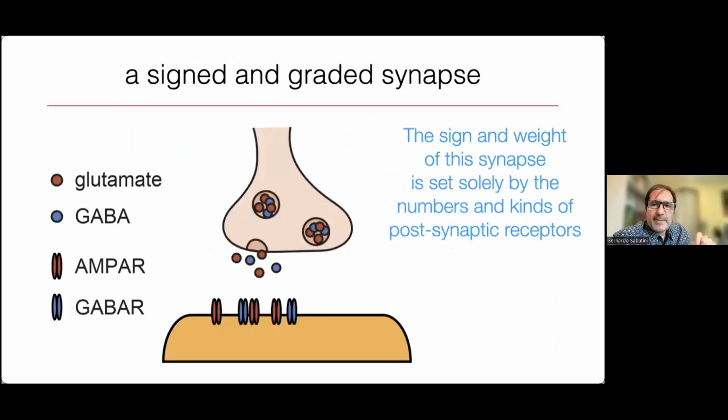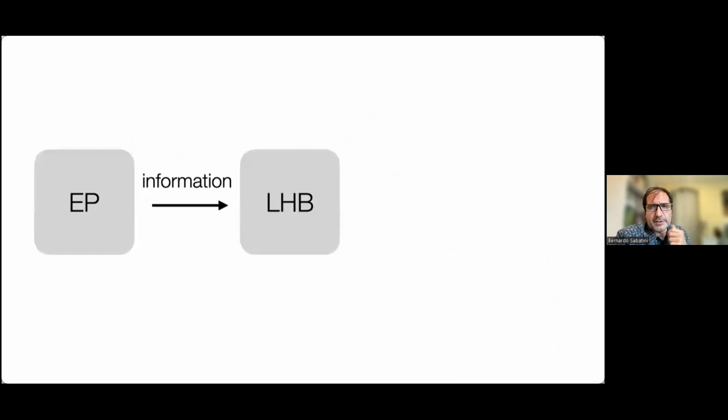So if we step back a bit, what's really fascinating about this synapse is that the sign and weight of this synapse is set solely by the numbers and kinds of postsynaptic receptors that are inserted. So the synapse releases GABA and glutamate on the presynaptic side, but the postsynaptic side can choose to insert GABA or glutamate receptors and make this an inhibitory or an excitatory synapse, exactly the way artificial neural networks work. So we can think about this in a different way.